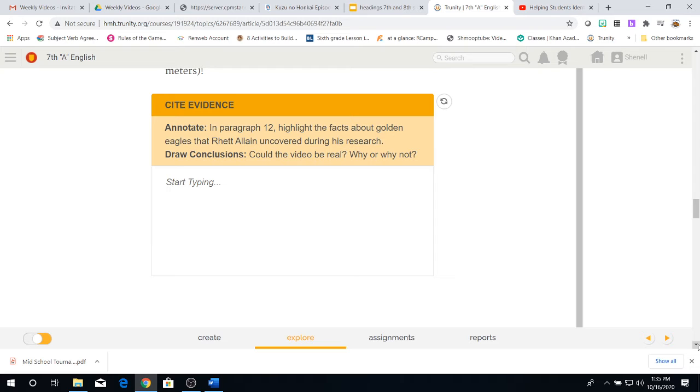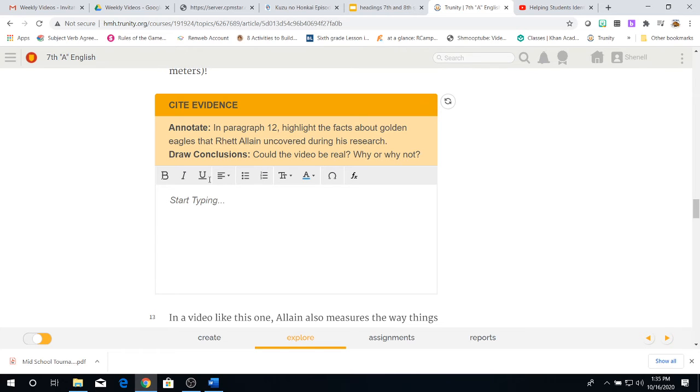Cite evidence, annotate. In paragraph 12, highlight the facts about golden eagles that Reet Alian uncovered during his research. Highlight these facts in your textbook. Paragraph 12. Once you're done, come back to the platform and draw conclusions based on what you found. Could the video be real? Why or why not? You guys must always justify your reasoning.